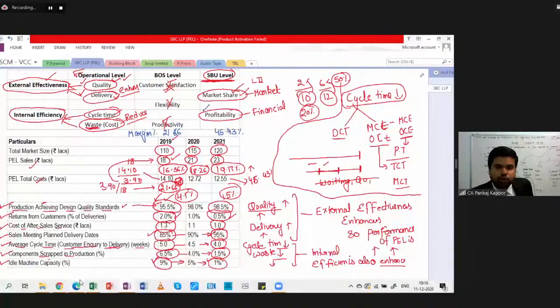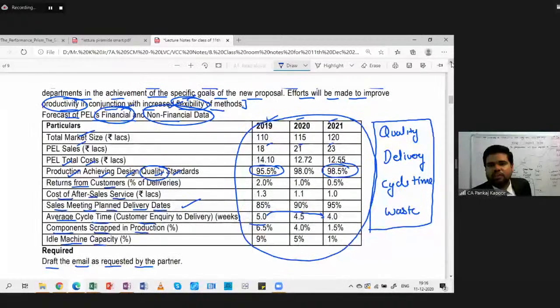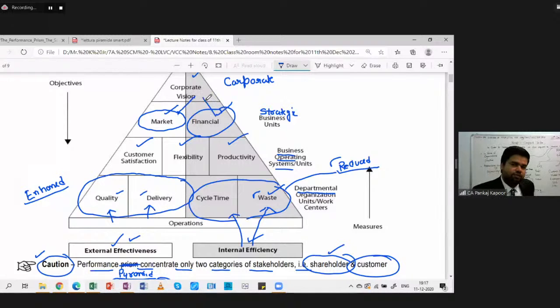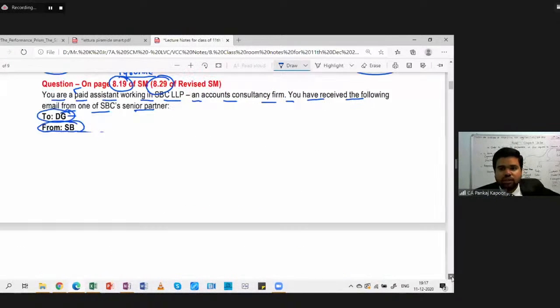Agreed? Now come back to the notes quickly. See this model once again. Whether your internal efficiency improves based upon the operational performance parameters, answer is yes. Whether your external effectiveness improves based upon these two parameters, answer is again yes. Then further, whether at strategic business unit level you are able to achieve your market objective, yes. Whether at financial aspect you are able to achieve your objective, answer is again yes. So obviously your corporate objective will be achieved. So you can see with this particular question, the performance pyramid helps the organization to obtain the organization vision. I hope the concept is clear to you, and I can move to the next concept now.